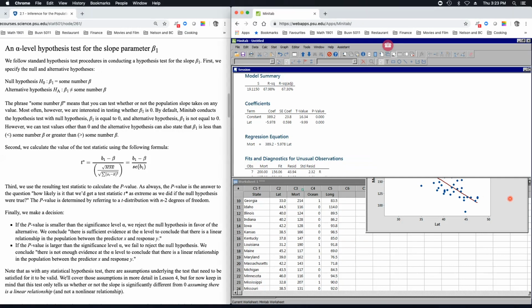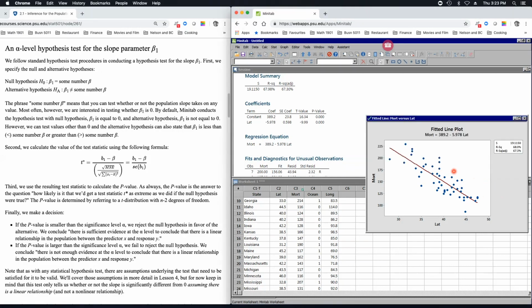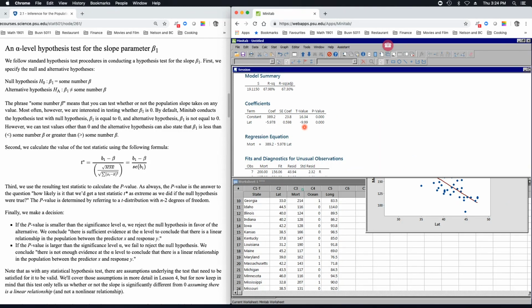The reason that 0 is an interesting number is because imagine if the slope was 0, our regression line would just be a flat line, and there'd be no real evidence of a linear relationship between y and x. We'd have just a random scatter of points. In this case, we got minus 9.99 for our test statistic. So minus 5.978 divided by 0.598 comes to minus 9.99.